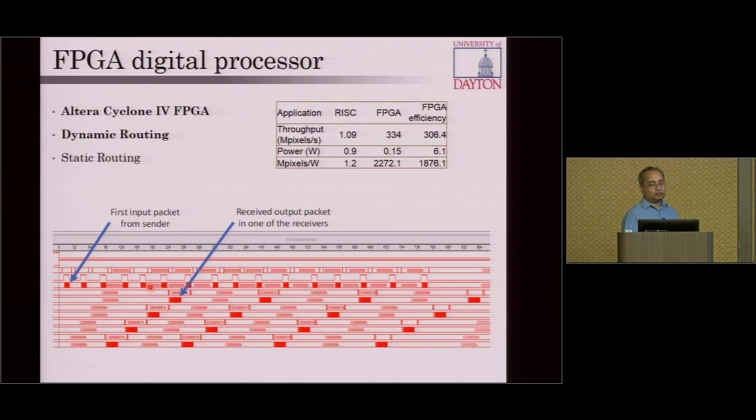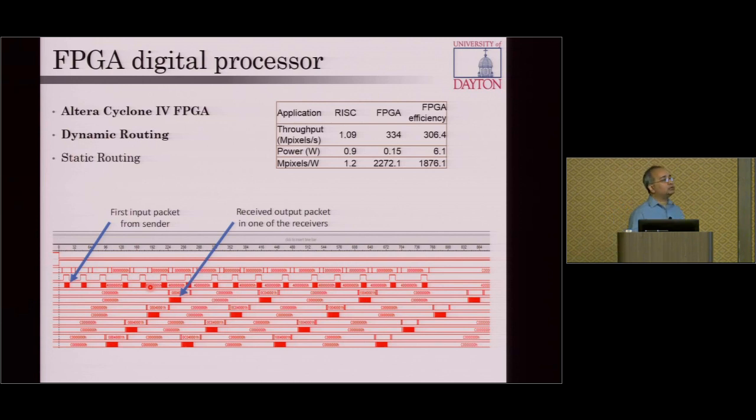But the throughput was a lot higher on the FPGA. This was approximately 1 megapixel per second, whereas this was 334 megapixels per second. So the megapixels per watt processed is a lot higher. You're getting an efficiency of about 1,800 times. And this is a very small, fairly old FPGA.